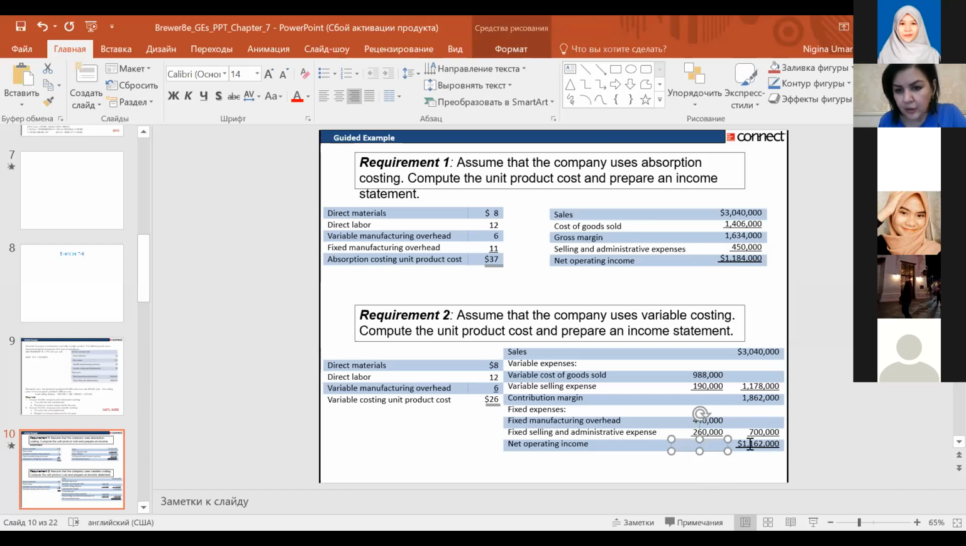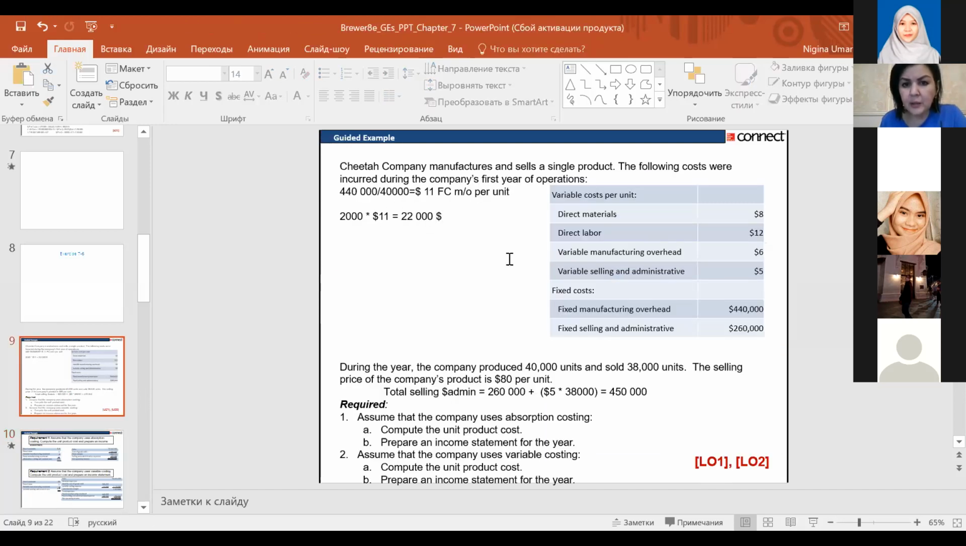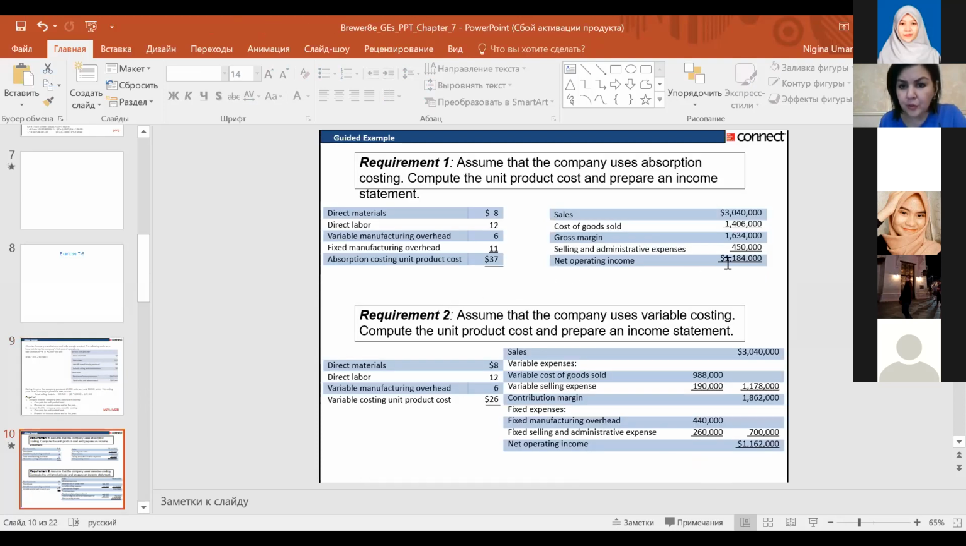1,162,000, sorry. So exactly by this amount, $22,000, absorption costing profit will be higher, and by this amount, variable costing profit, net operating income, will be lower. So you got the point why the difference exists between operating incomes under absorption and variable costing systems.